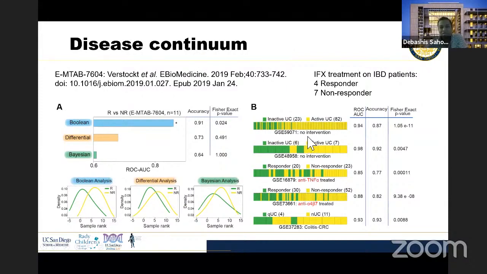And in several other cohorts, it can identify the active and the inactive, or the responder to non-responder, within the disease cases. So these are all IBD cases. There is no normal here, right? So in these cases, the algorithm is able to separate the aggressive ones.